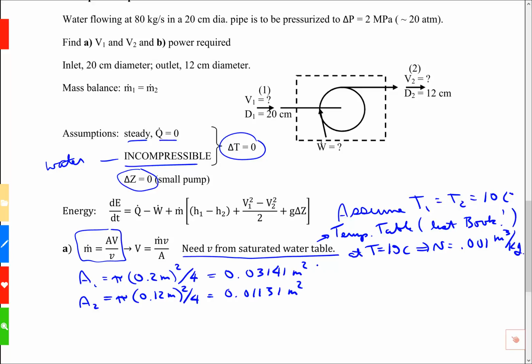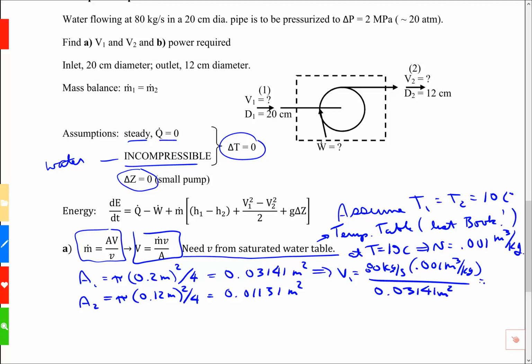So let's use the relationship here for velocity. V1 is going to be my mass flow rate, which I'm given as 80 kilograms per second, multiplied by the specific volume we looked up, 0.001 meters cubed per kilogram, divided by area 1, which I just computed, 0.03141 meters squared. When I compute that, I get 2.547. That's in meters per second.